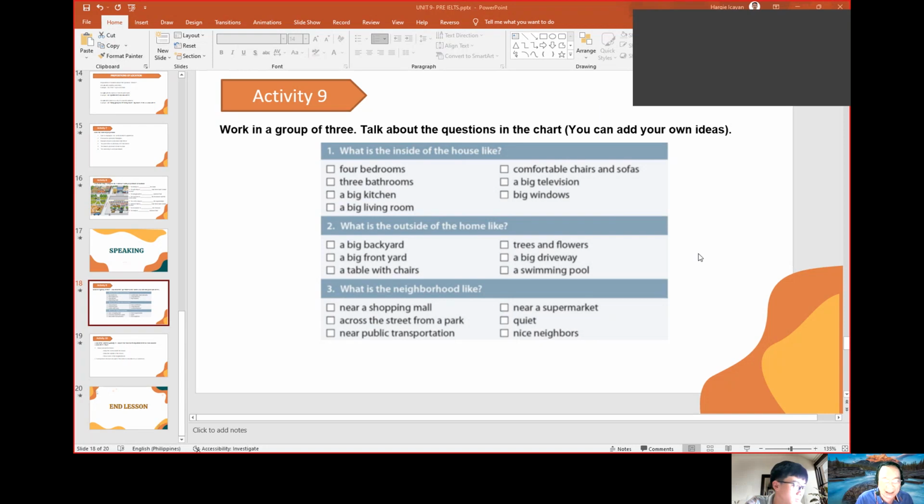Why? Because it's too hard for us to go up when the time comes that we are about to retire. If we are already seniors, we cannot go up if we have a second floor. So that's my dream house, actually.